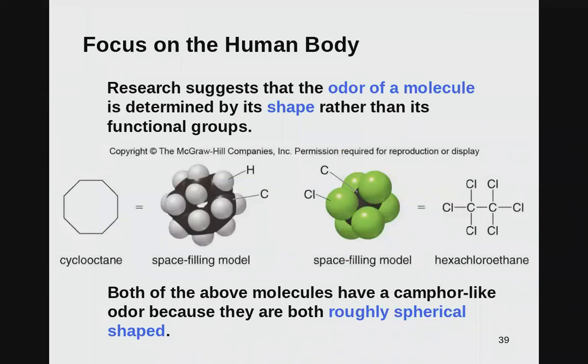So let's talk a little bit about some applications of this, and then we'll be done with the part of chemistry that we don't like. Now, research does suggest that the odor of many molecules is actually determined by its shape rather than the functional groups. So we have cyclooctane. This is what it looks like as a skeletal structure, and this is its space-filling 3D structure. Then we have hexachloroethane. This is what its full structure looks like, and this is what its space-filled model looks like. Both of the above molecules have what we call a camphor-like odor, and you'll get to smell camphor later in the semester in one of our labs, because they both have roughly spherical shapes. Different chemical formula completely, but because they take very similar shapes, they have very similar smells.